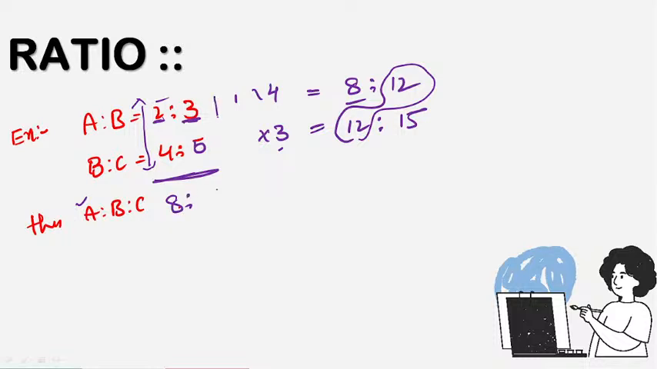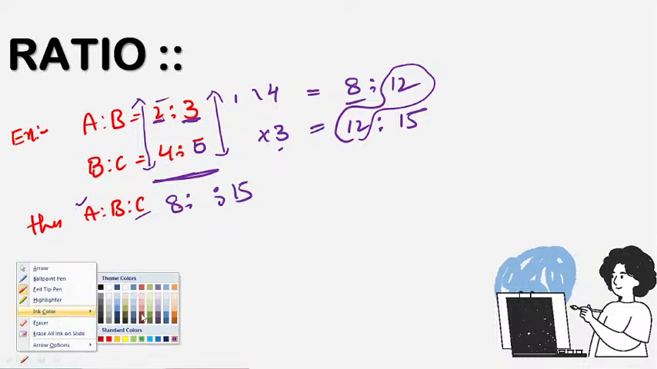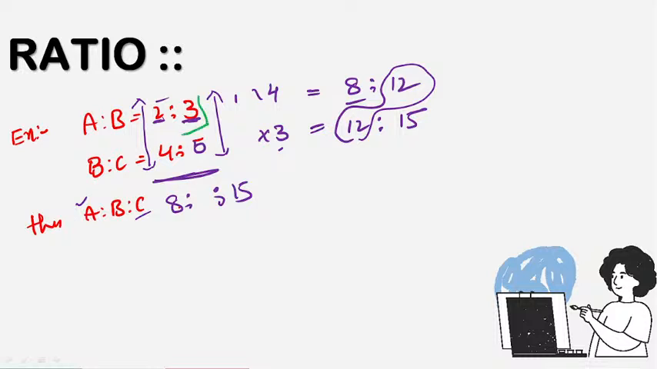If you want to find out the last value or C value, multiply the right hand side numbers. 3 5s are 15. If you want to find out the B value, multiply 3 into 4. 3 4s are 12. Then the answer is 8 is to 12 is to 15.